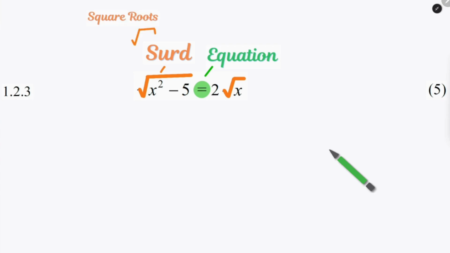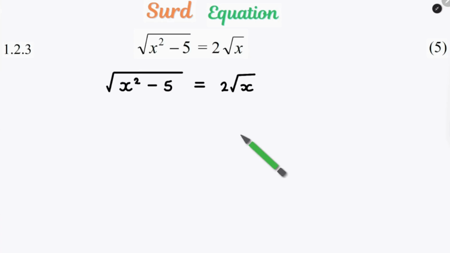Surds are things like square roots and cube roots. How we cope with these is that the opposite operation of a square root is a square. So we square both sides. We just grab the equation and square both sides.